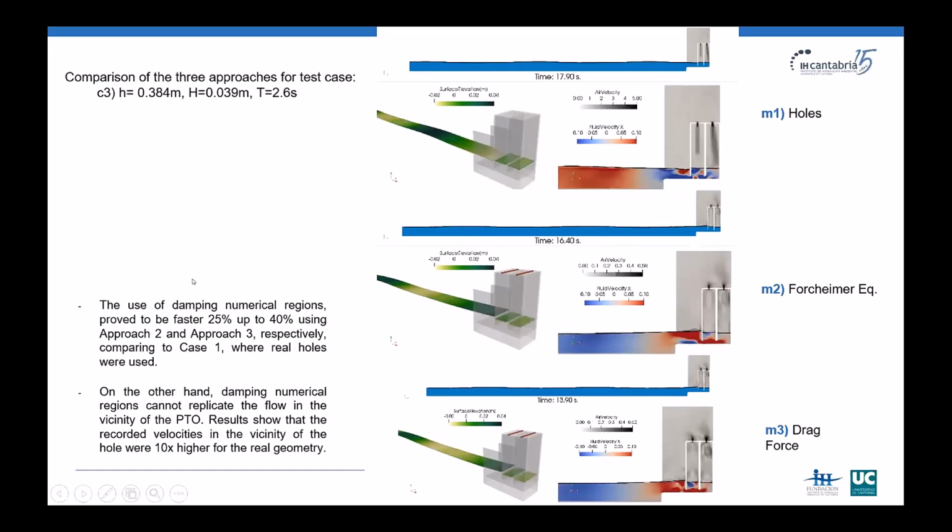So as I said before, we can prove to be faster by 25% up to 40% using the second and third approach, if we compare it to the first approach, in which we reproduce the exact experimental setup. On the other hand, because damping numerical regions cannot replicate the flow in the vicinity of the PTO, we have velocities around here which are 10 times bigger than the experimental data. But this is normal because our numerical geometry is completely different. The sensors that we are comparing against all the time are placed around here in the middle part of the chambers.